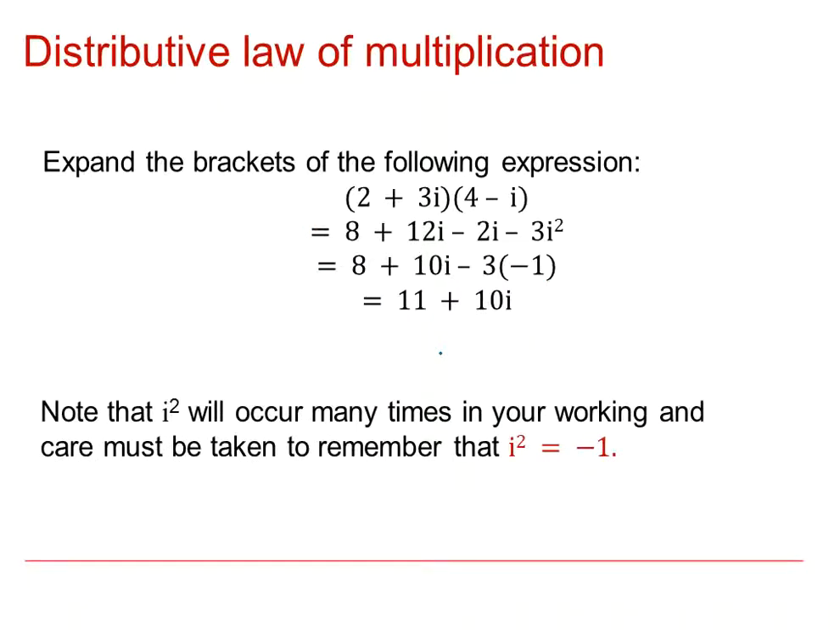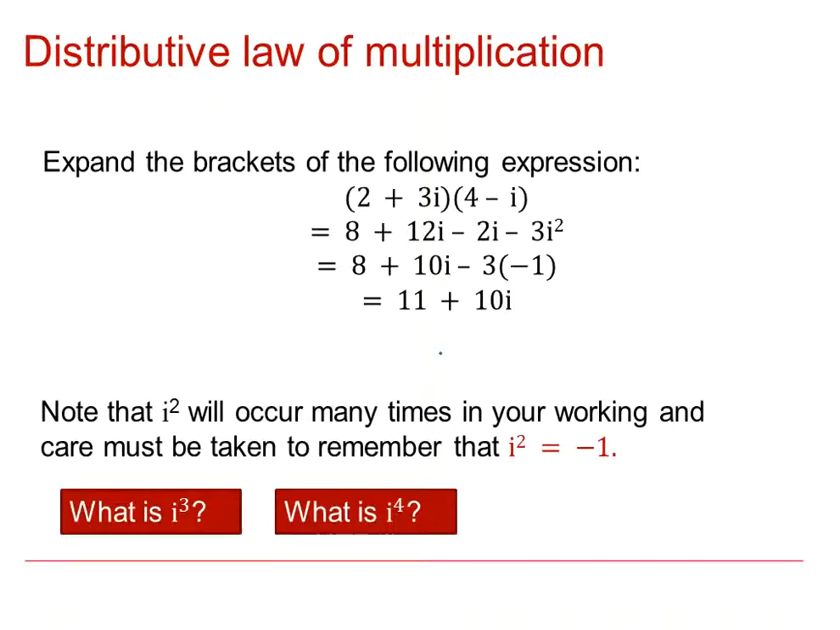Know that i squared will often occur in these calculations, and with practice you will write it down straight away from memory as i squared is the same as minus 1. Something to think about before you go any further would be things like i cubed and i to the 4. So if i squared is minus 1, then i cubed would be i squared times another i. We know i squared is minus 1, so that's minus 1 times another i, which is minus i.